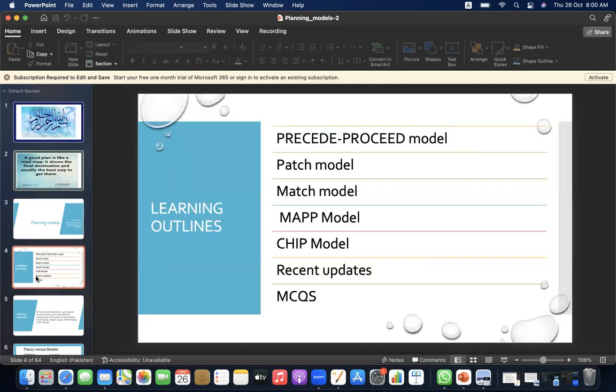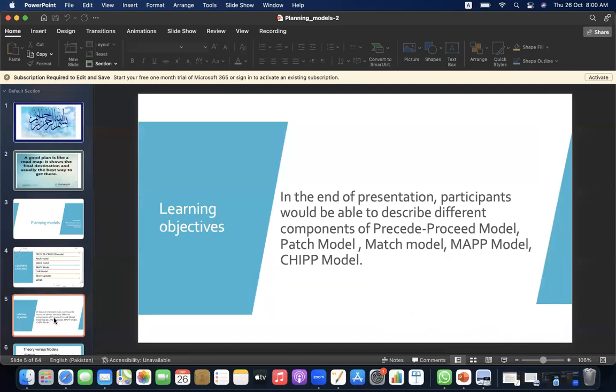The learning outlines of today would be PRECEDE model, PATCH model, MATCH model, MAP model, CHIP model, the recent updates, and we'll be doing some MCQs so that we can have a better understanding of all these models. The learning objectives would be to be able to describe different components of PRECEDE model, PATCH model, MATCH model, MAP model, CHIP model.